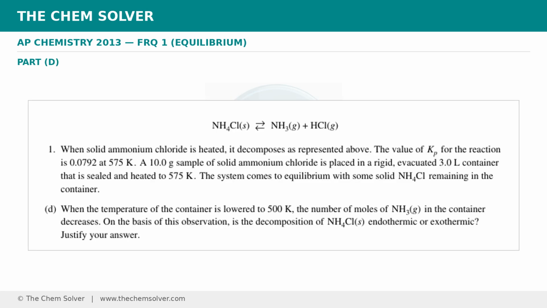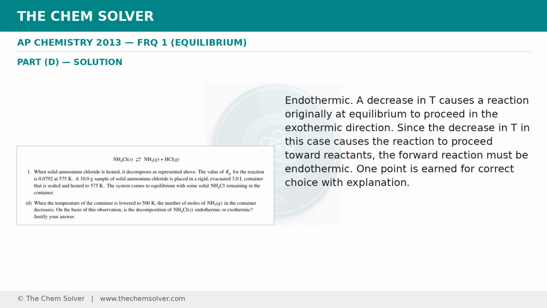When the temperature of the container is lowered to 500 Kelvin, the number of moles of NH3 in the container decreases. On the basis of this observation, is the decomposition of NH₄Cl endothermic or exothermic? Justify your answer. Endothermic. A decrease in T causes a reaction originally at equilibrium to proceed in the exothermic direction. Since the decrease in T in this case causes the reaction to proceed toward reactants, the forward reaction must be endothermic. 1 point is earned for correct choice with explanation.